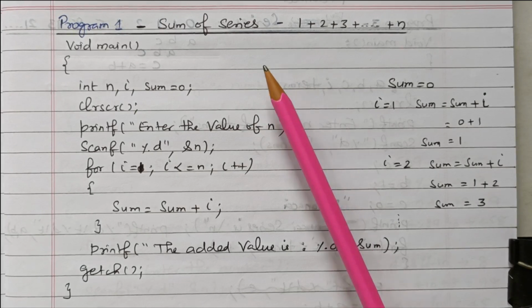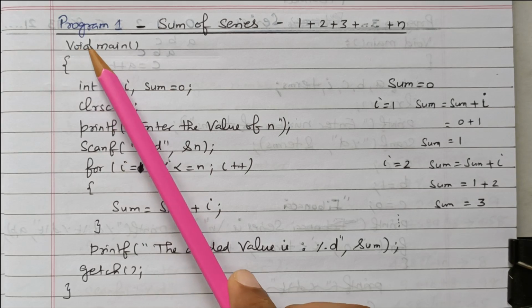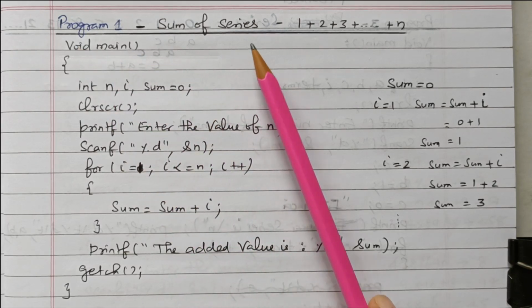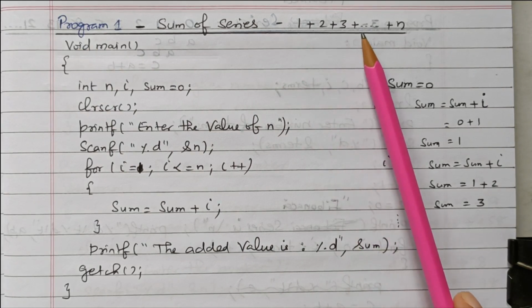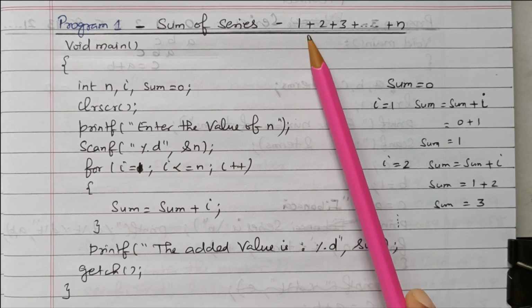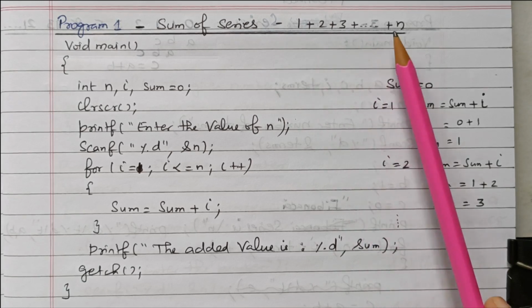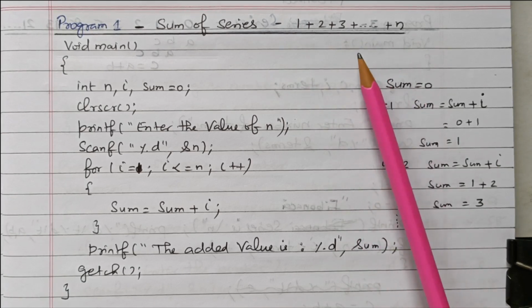Now we'll go to the topic. So using the C program, we need to find program 1, that is the sum of a series. The given series is 1 plus 2 plus 3 up to n. It increases by 1 each time, 1 plus 1 is 2, 2 plus 1 is 3, like that up to n numbers. So we need to find the sum of this series.